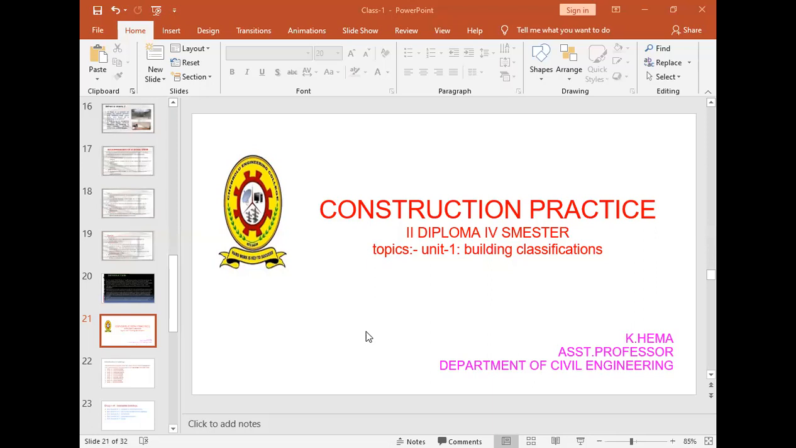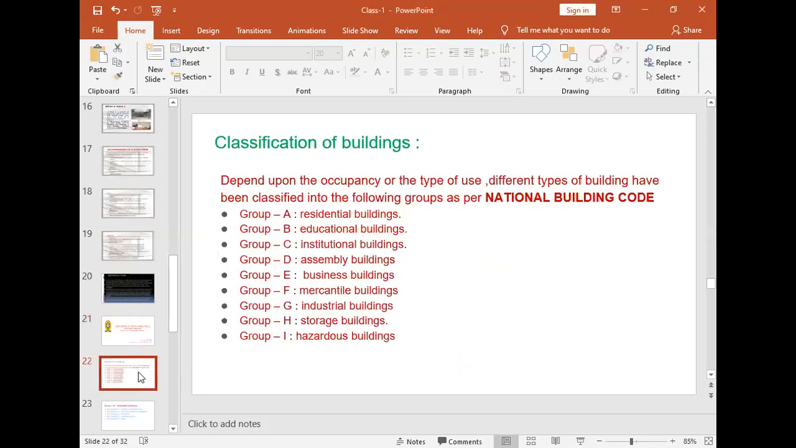Today, we will discuss building classifications. Building classifications depend upon the occupancy or the type of use. Different types of buildings have been classified into the following groups as per the National Building Code.